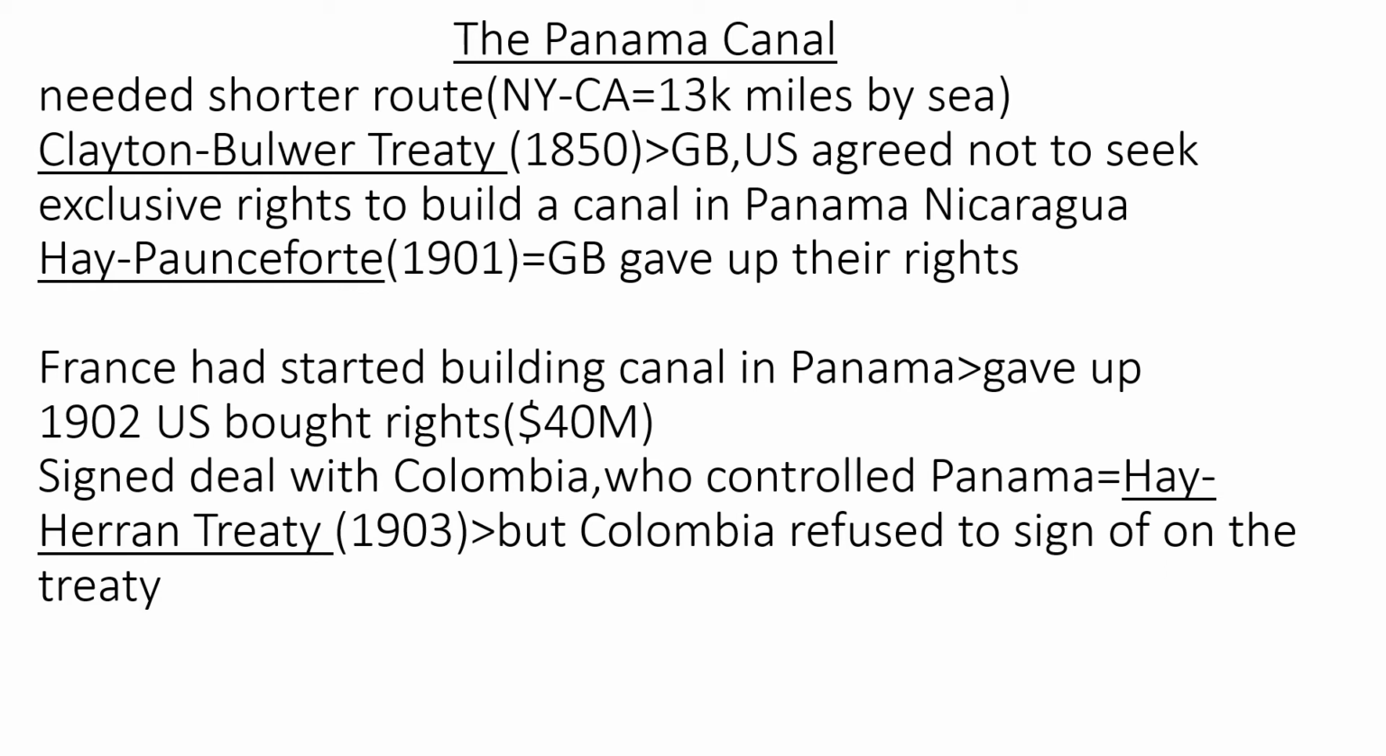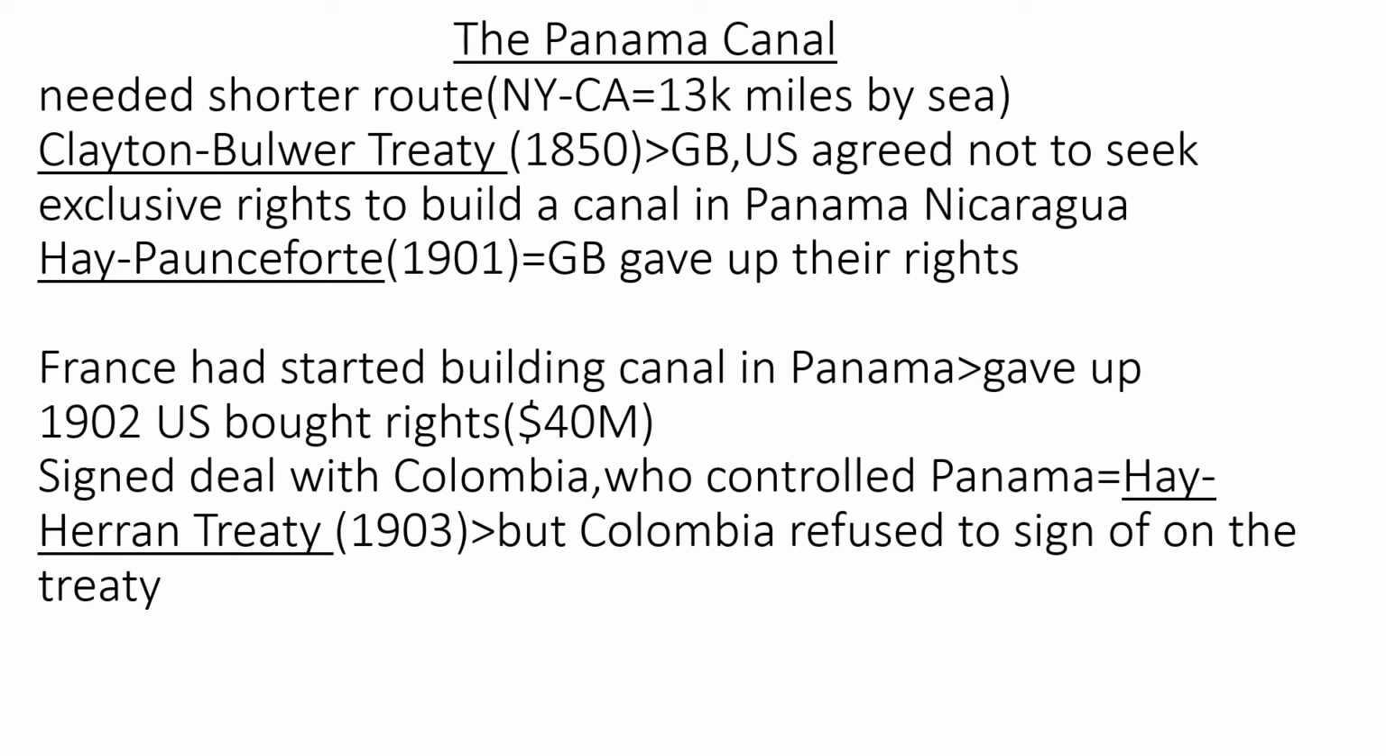In 1850, the British and Americans had signed the Clayton-Bulwer Treaty, saying neither of them would try to get exclusive rights to build a canal either through Panama or Nicaragua. After the Spanish-American War, in the Hay-Pauncefote Treaty, the British gave up these rights as America looked in greater detail into building a canal. The French had already attempted to build a canal, but the cost in both physical and financial terms was too much.